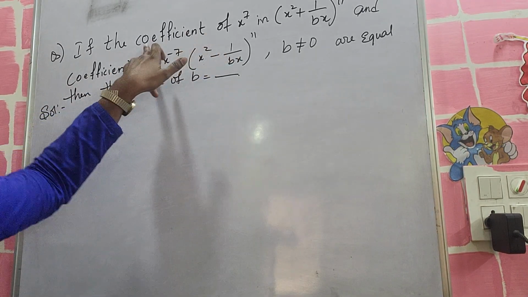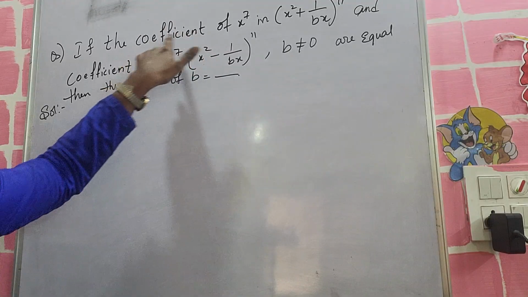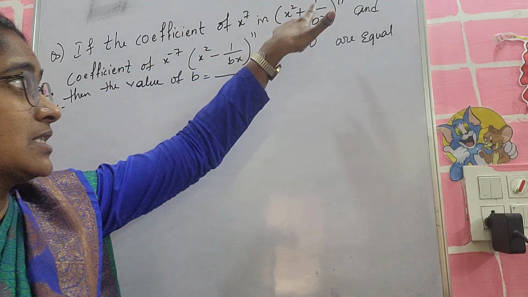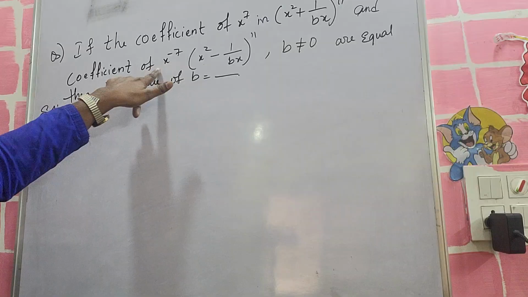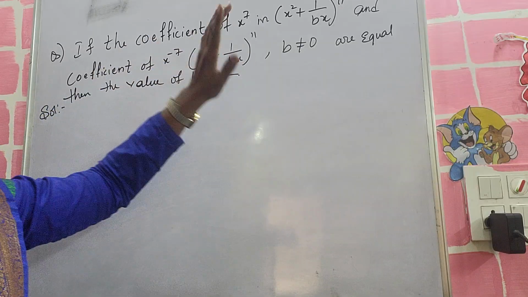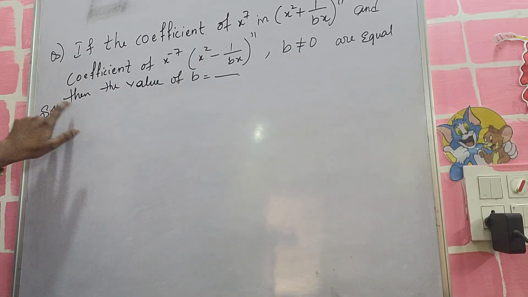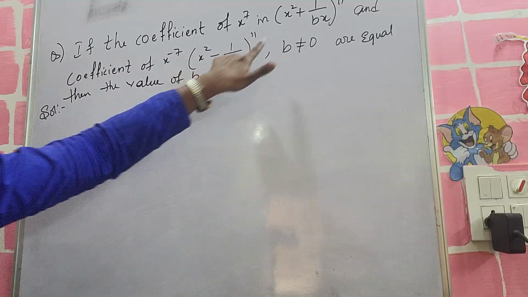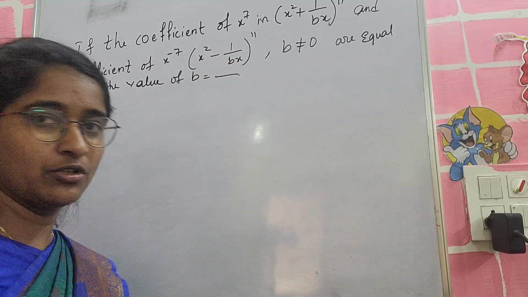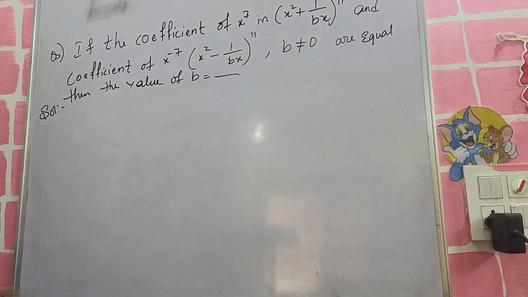They are saying that the coefficient of x power of 7 in this term and the coefficient of x power of minus 7 in this term are equal. And they are asking us the b value over here. So b is not equal to 0, because if the denominator is 0, then it's not defined. So they told that, and now we'll take the 7th term.